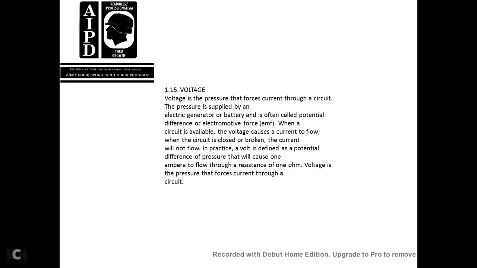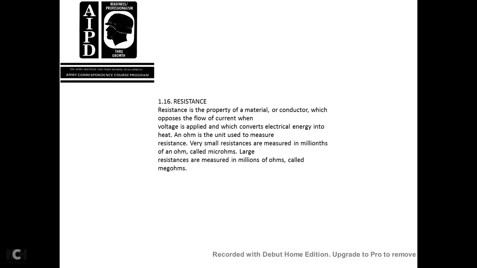115, Voltage. Voltage is the pressure that forces current through the circuit. The pressure is supplied by an electrical generator or battery and is often called the potential difference or electromotive force, EMF. When a circuit is closed, the voltage causes the current to flow; when the circuit is broken, the current will not flow. In practice, the volt is defined as the potential difference or pressure which causes 1 ampere to flow through a resistance of 1 ohm. 116.